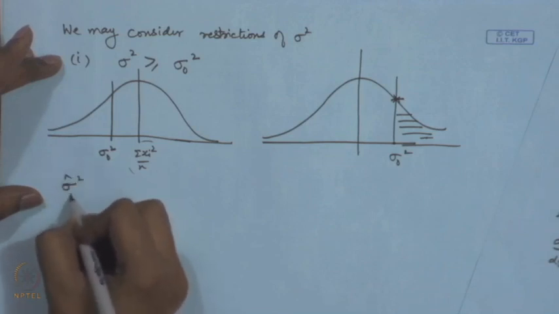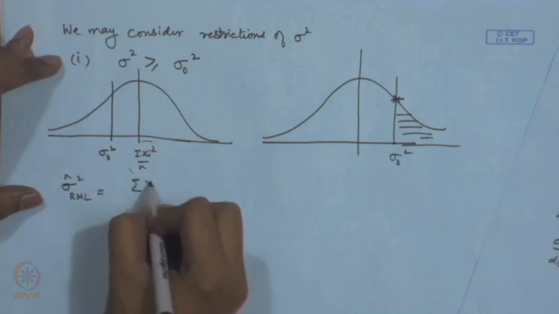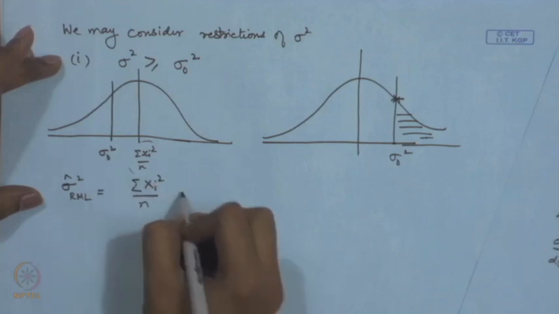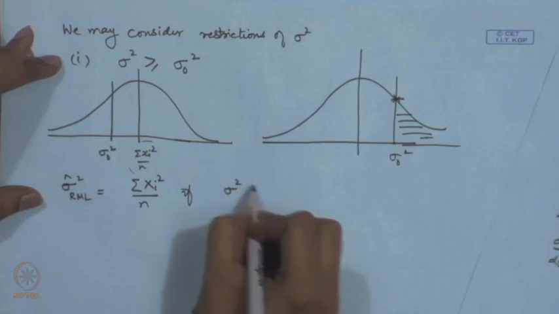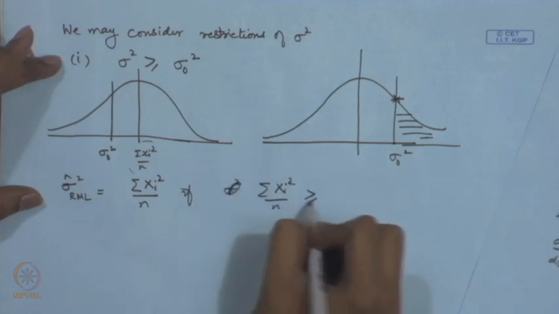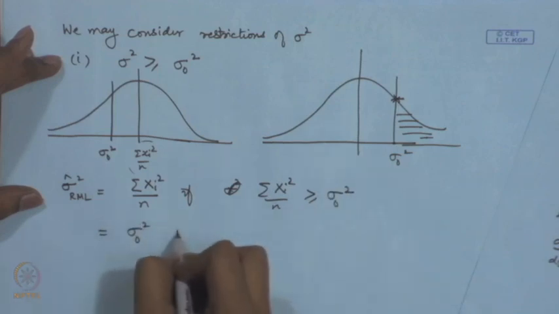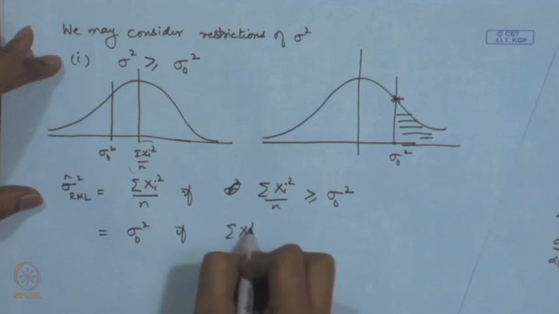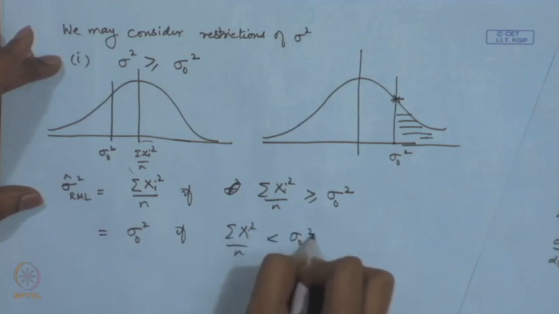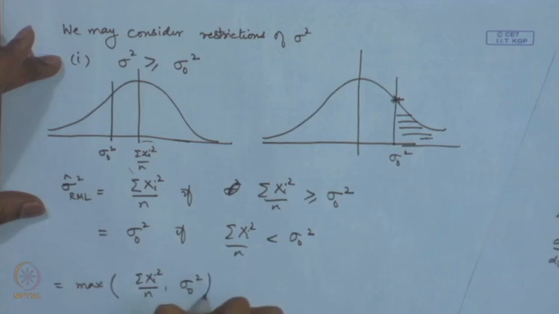sigma hat square, the restricted MLE, is equal to sigma x i square by n if sigma x i square by n is greater than or equal to sigma naught square. It is equal to sigma naught square if sigma x i square by n is less than sigma naught square. That means, you can write it as the maximum of sigma x i square by n and sigma naught square.